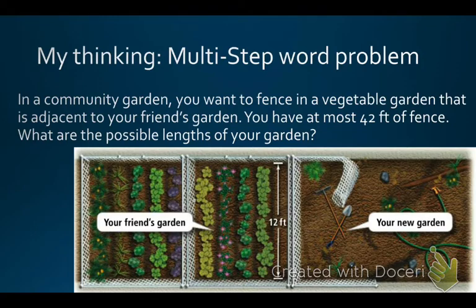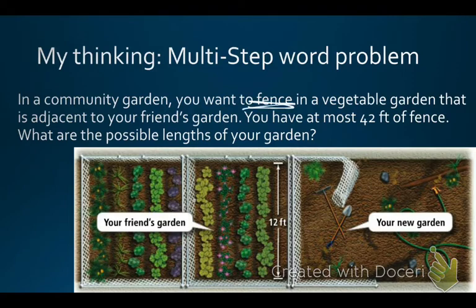All right, multi-step word problems. In a community garden, you want to fence in a vegetable garden that is adjacent to your friend's garden. You have at most 42 feet of fence. What are the possible lengths for your garden? So if I want to fence in something, I'm working with perimeter.